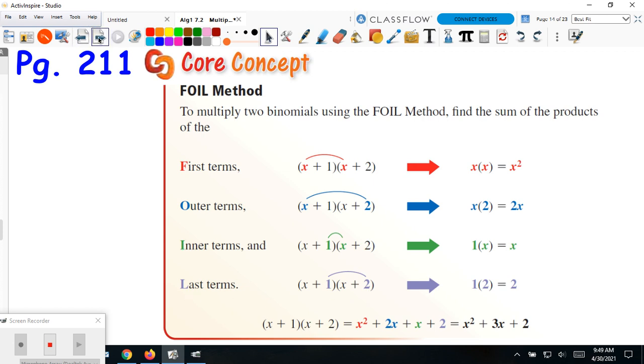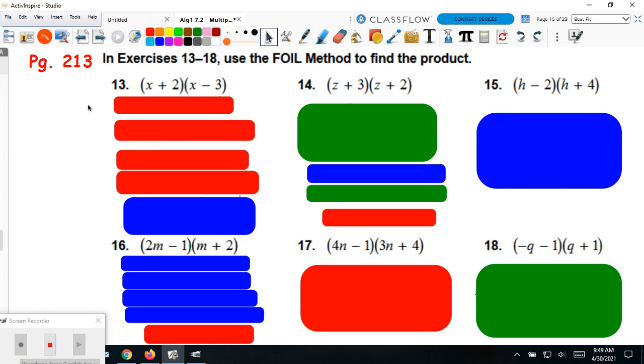All right, let's take a look at our extra practice. Page 213 says use the FOIL method to find the product now. All right, so number 13, I'll do 13 and 16, and then you guys can be working on some of the rest of this. So for first terms, this is going to be first, outer, inner, last. So first, the first terms is going to be the x times the x. The first one in the parentheses. That's the x and the x. Multiply x and x to get x squared.